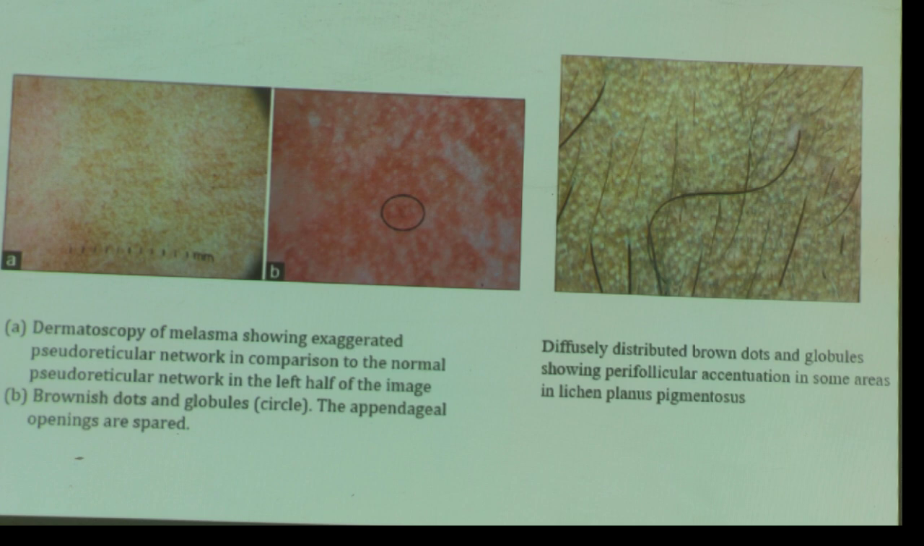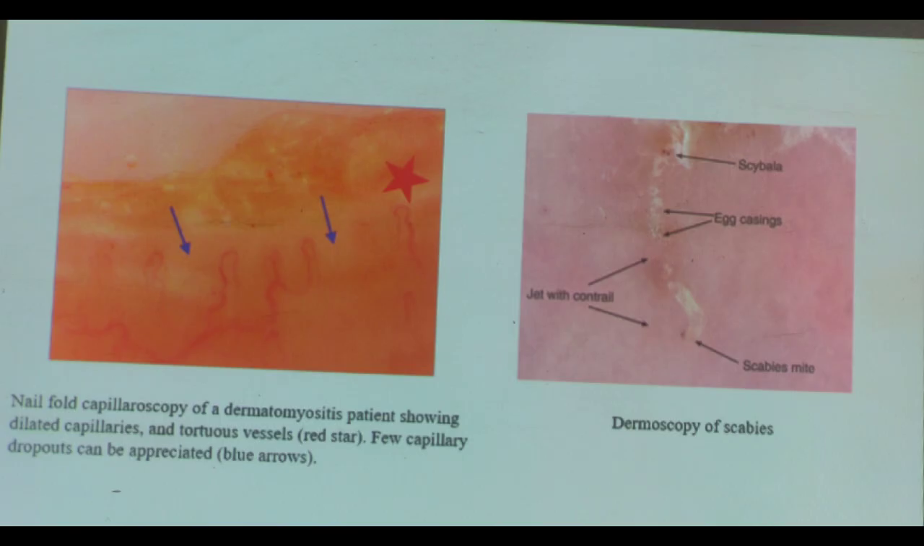So the normal dermoscopic finding in the skin of the face is pseudoreticular network. So in melasma it will be exaggerated. And there will be brownish dots and globules, and usually appendageal openings are spared. Coming to dermoscopy of LPP, lichen planus pigmentosus, it shows diffusely distributed brown dots and globules showing perifollicular accentuation in some areas. Next. Nail fold capillaroscopy of a dermatomyositis patient. It shows dilated capillaries and tortuous vessels, and few capillary dropouts can also be seen.